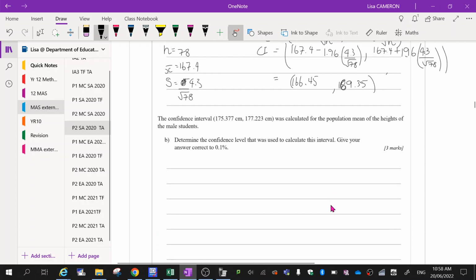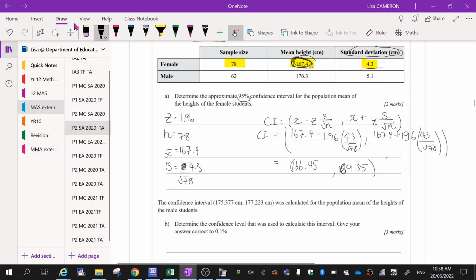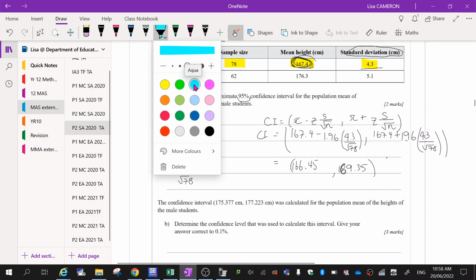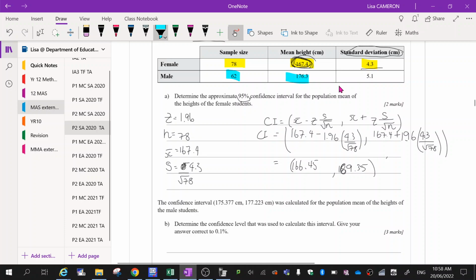Okay, now we can do part B. So the confidence interval that's stated here was calculated from the population mean of the heights of male students. So now we're looking at male students, not the females, which means our numbers are going to change to these. Okay, so the heights of male students. Determine the confidence level that was used to calculate this interval.